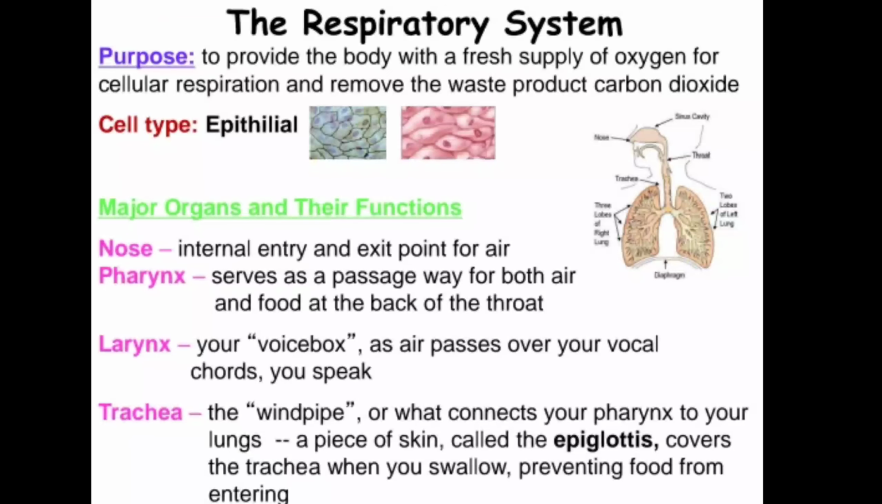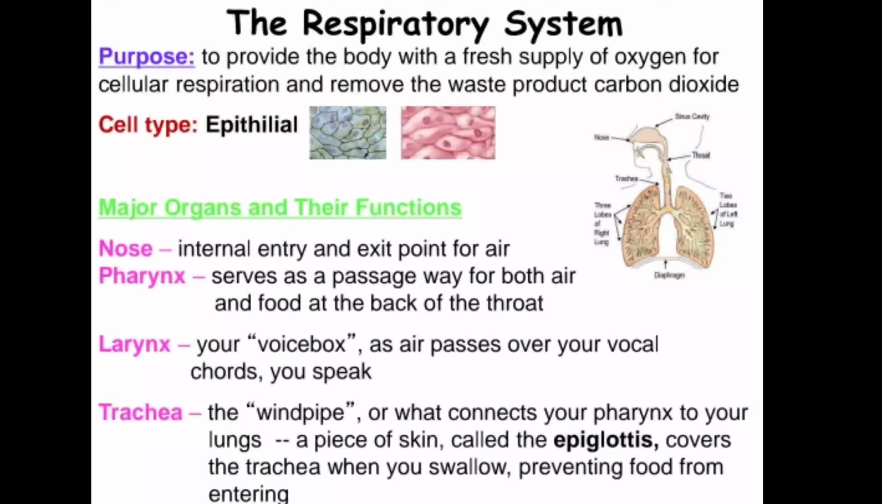The respiratory system. Purpose: to provide the body with a fresh supply of oxygen for cellular respiration and remove the waste product carbon dioxide. Major organs and their functions. Nose, internal entry and exit point for air. Pharynx, serves as a passageway for both air and food at the back of the throat. Larynx, your voice box. As air passes over your vocal cords, you speak.